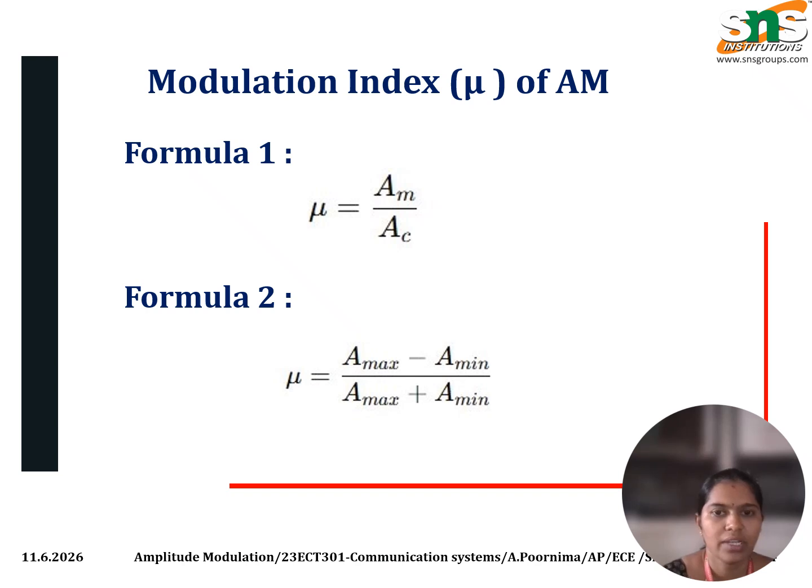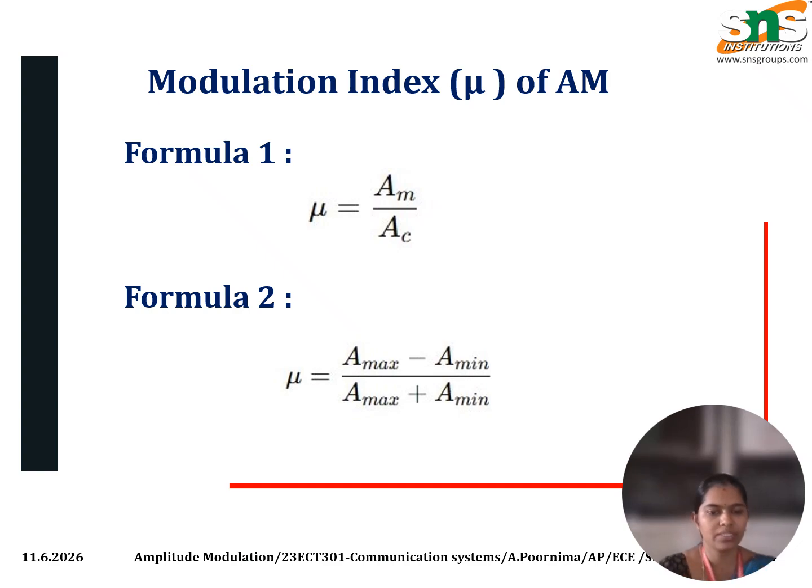And the next is modulation index. First we'll see what modulation index is. Modulation index is how deeply the carrier is modulated. We can represent this in two formulas. The first one: the amplitude modulation index is represented as mu. Mu is equal to Am by Ac. Am is the amplitude of the message signal. Ac is the amplitude of the carrier signal.